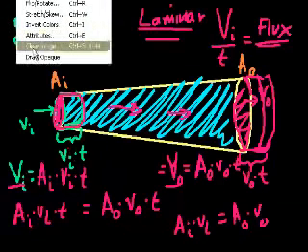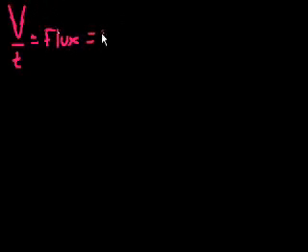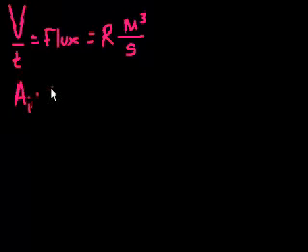Let me see if I have enough time. So we know that the volume per time is equal to flux. This is a big V. V over t is equal to flux. And actually, the variable people generally use for flux is R, and of course its unit is meters cubed per second. We also know that the input area times the input velocity, that's a lowercase v, is equal to the output area times the output velocity. And this is called the equation of continuity, and it holds true whenever we have laminar flow.